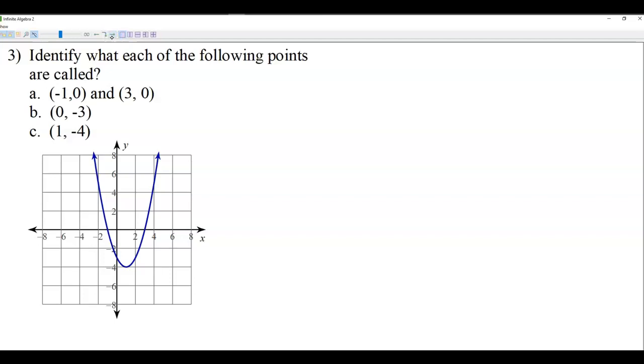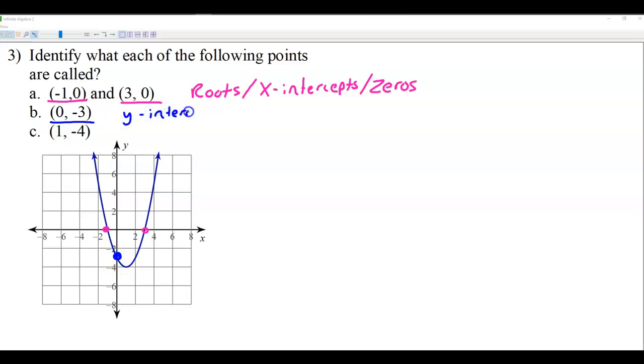Number 3. Identify what each of the following points are called. So -1, 0, and 3, 0. That would be these 2 points here. And those are called roots. They're also called x-intercepts. They're also referred to as the zeros. The next point up here would be 0, -3. That's this point right here, and that's the y-intercept. Finally, we have 1, -4, which is this point down here, and that's the vertex.